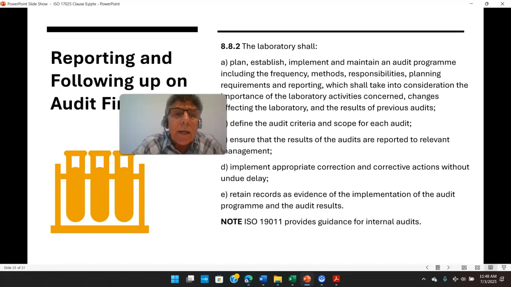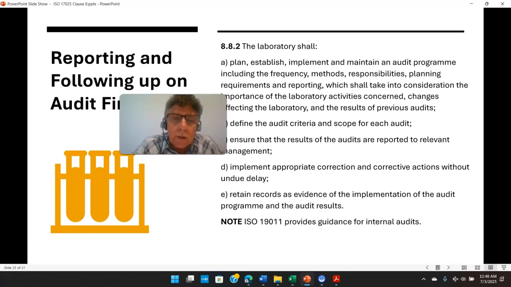And you need to define the audit criteria and scope. You need to ensure that the results of the audit are reported to relevant management. Again, this is a required input to management review where you present internal audit findings and the results of the audit, and to implement appropriate corrective actions without undue delay. So you don't have an internal audit finding and don't take care of the problem. You need to take care of the problem without undue delay.